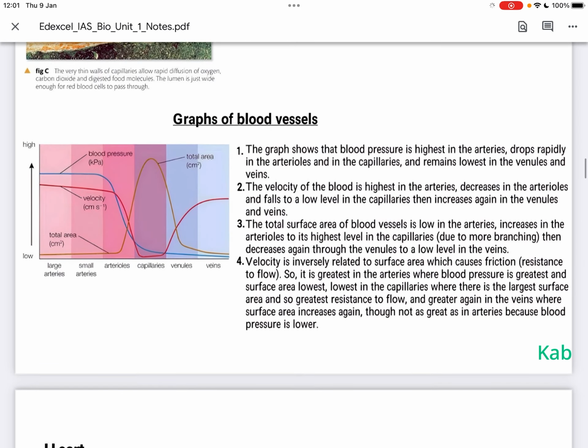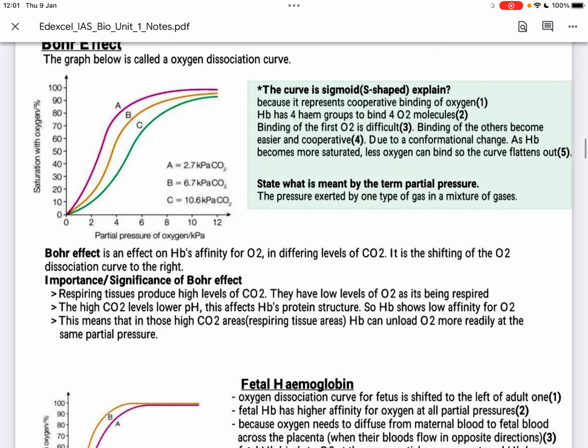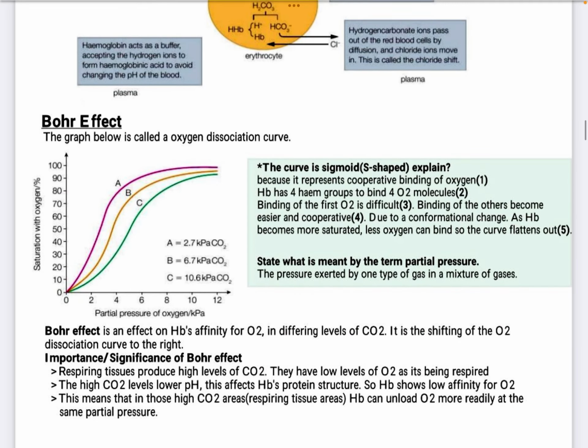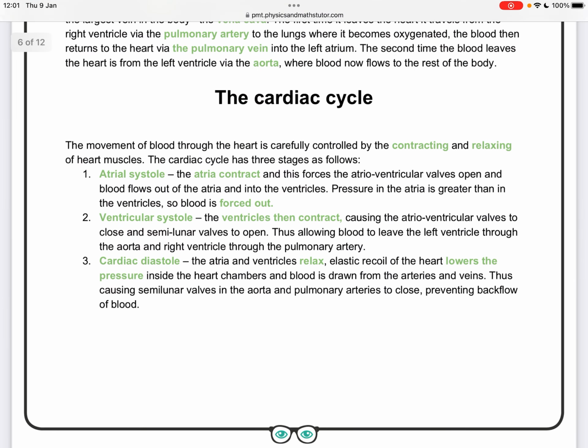Besides the diseases, we're not going to cover the diseases. We're going to cover the things we haven't covered. So basically, we're going to cover the Bohr effect and the cardiac cycle. Okay, so let's start with the cardiac cycle.